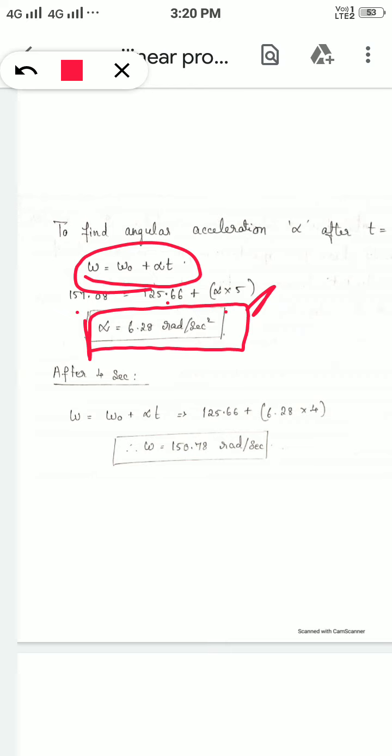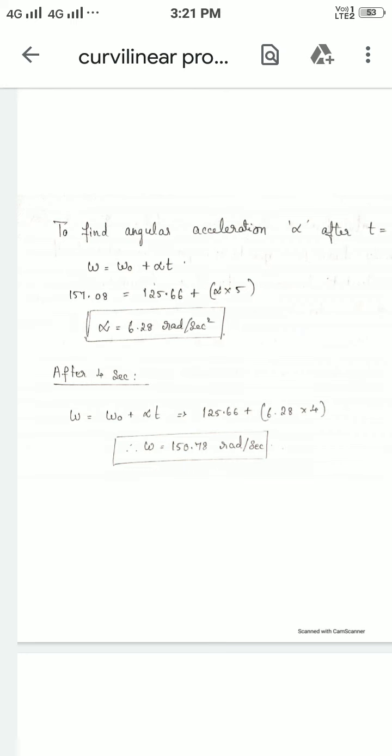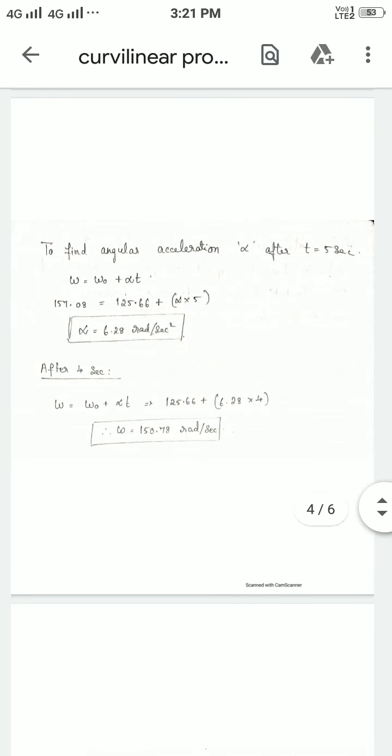The question is that we have to calculate after 4 seconds. So take the same relation, omega is equal to omega naught plus alpha t. Now we know the values for omega naught and alpha. We have to calculate omega after 4 seconds. So take the value for omega naught, alpha we had calculated as 6.28, and in the time t, substitute 4 seconds. When you substitute this, you will get the new omega value, that is 150.78 radian per second. This is your new velocity after 4 seconds.